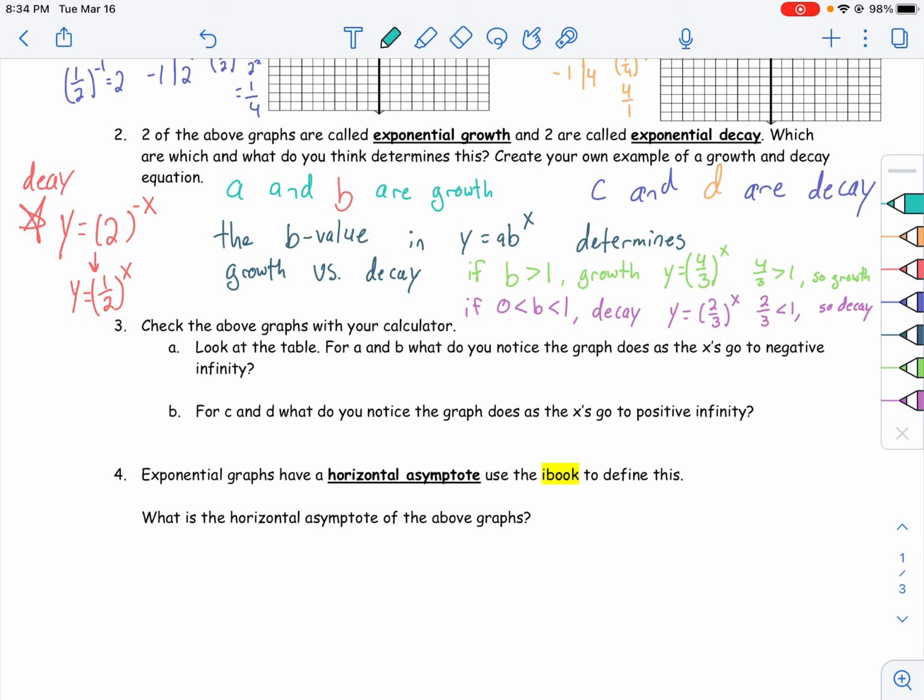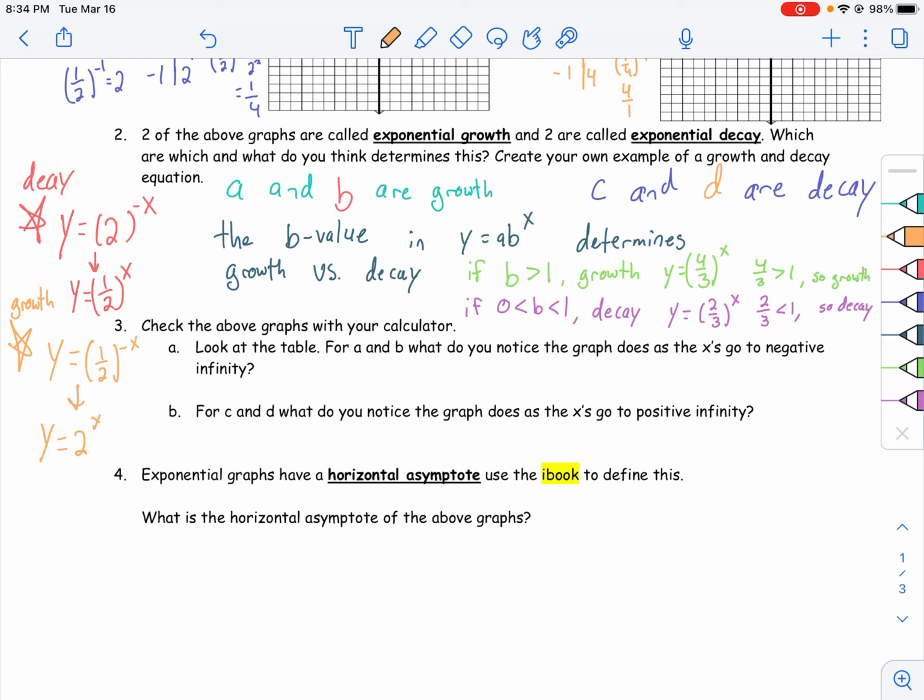Same thing would go if we're talking about a growth problem, right? You could have y equals 1/2 to the negative x. This is technically y is equal to 2 to the x. So this would be growth. All right, so you have to be careful with that negative exponent. You have to remember that it flips the base.